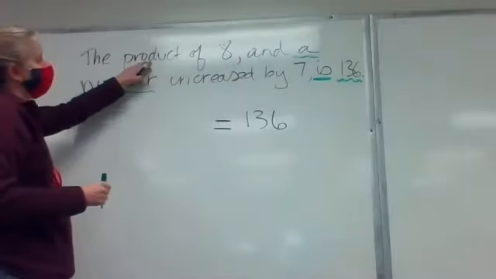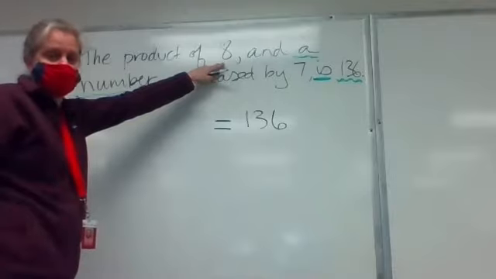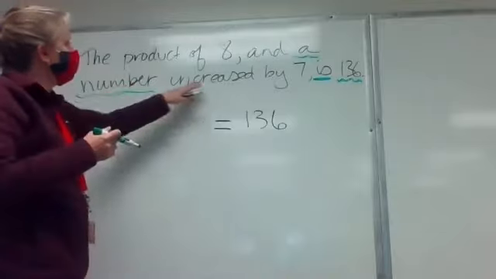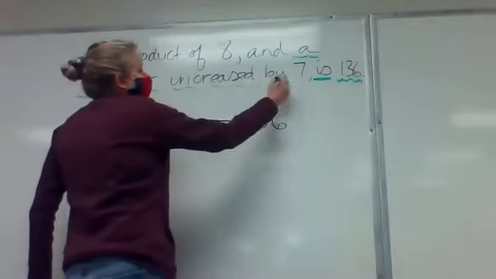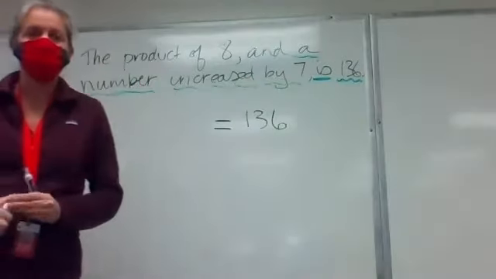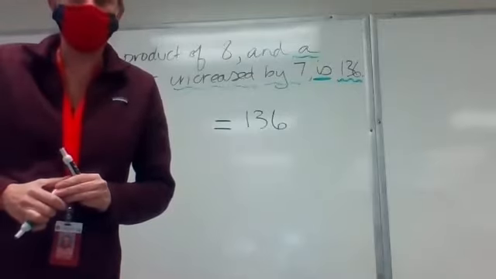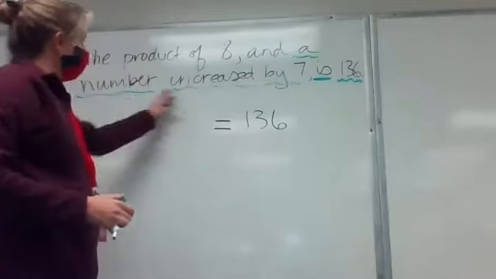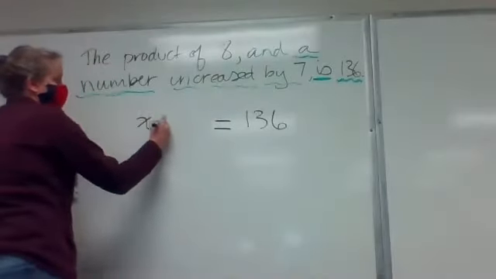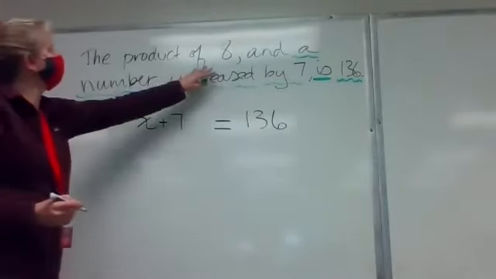If I'm going to find the product of 8, that means I'm going to multiply 8 times something. What am I multiplying 8 times? A number increased by 7. What does increased by 7 mean you're going to do? You're going to add 7 to a number, right? A number increased by 7. The way you would write that is X plus 7. So I've taken care of this part.